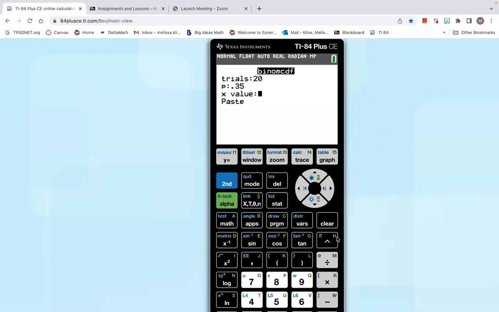Once again, we're looking for 3 or fewer, because less than 4 is the same thing as 3 or fewer. If you don't have a calculator that has those inputs, this is what you would type in after the binomCDF: your number of trials, your probability, and then the 3. And that gives us about 44.4%.